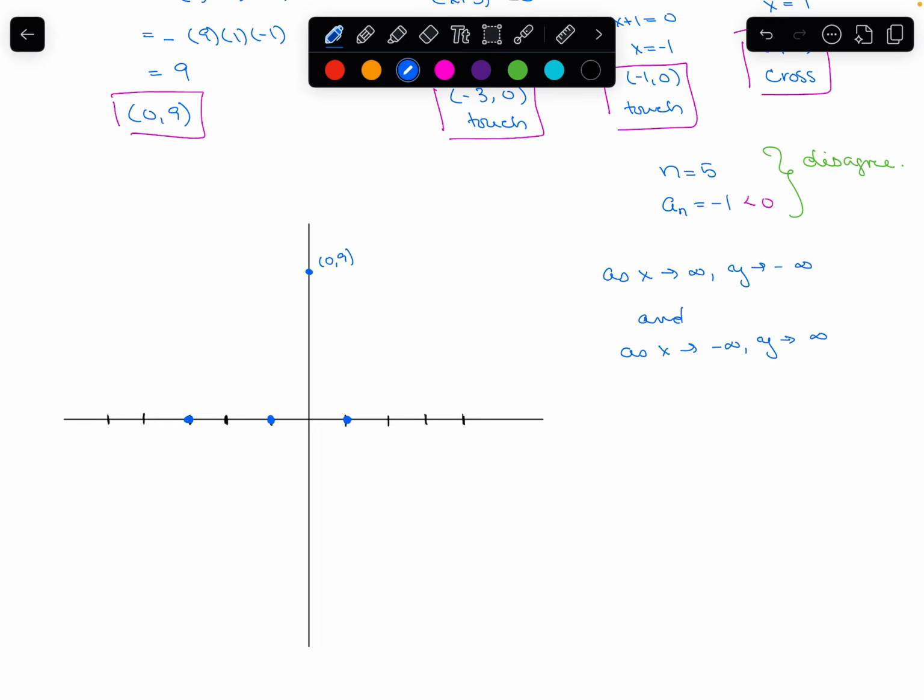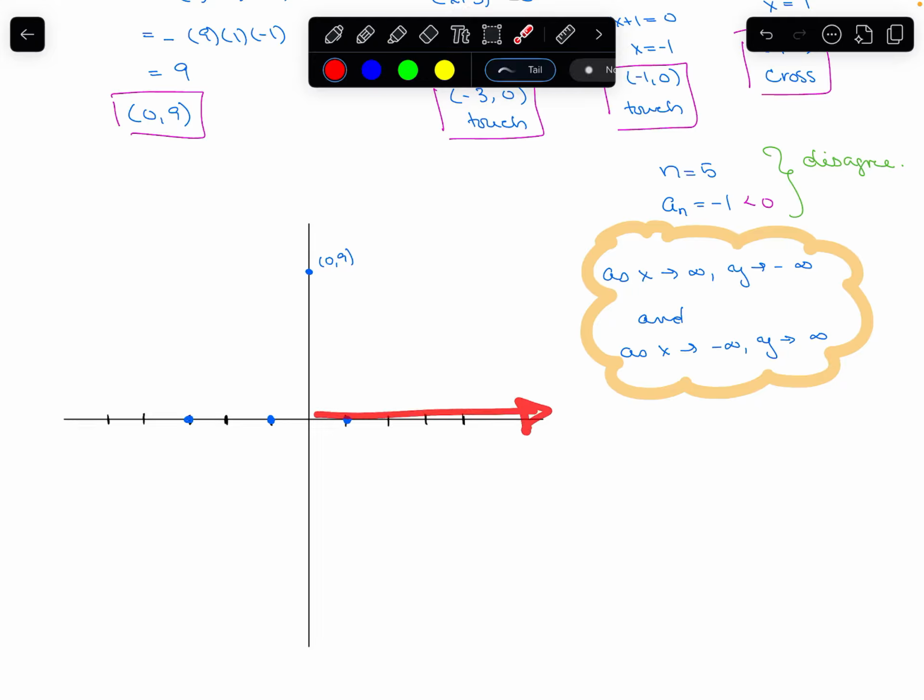So how does the end behavior work? This is my end behavior. As x goes to positive infinity, so going this way, y will go to negative infinity. So y is going to go down. On this side, we're going down. And as x goes to negative infinity, going that way, y is going to go to positive infinity. That means we're going upward. So on this side, we're going to be up. That's how we're using that end behavior.